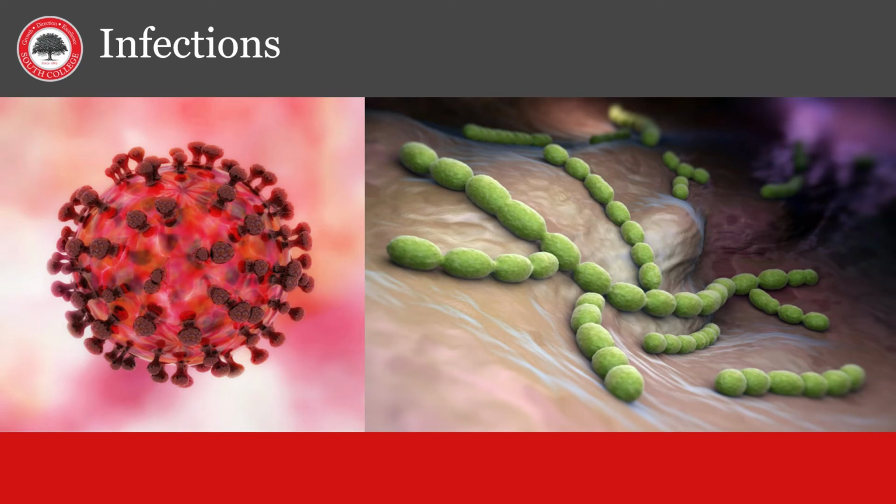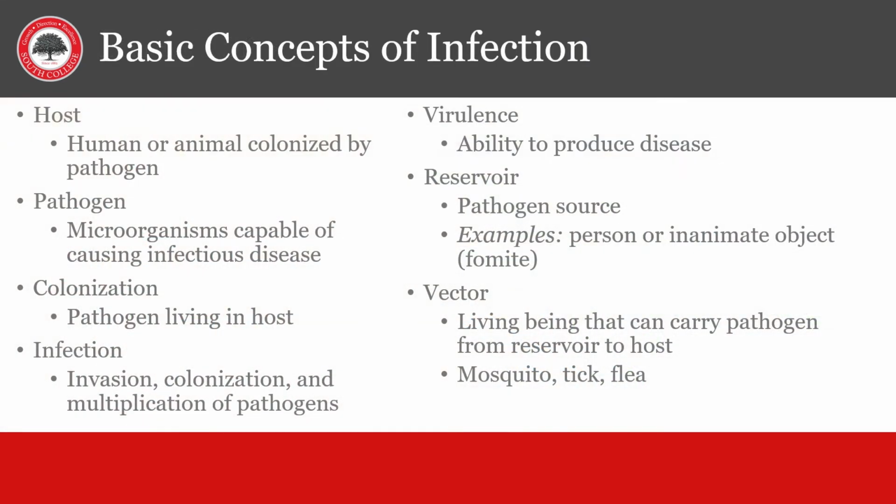Now let's look at some major causes of inflammation, the infections. Here are some important terms for infections. A host is one colonized by the pathogen. Pathogen is the microorganism that is invading the body. Colonization is when the pathogen lives in the host, and there may not be symptoms of infection. Infection is when the microorganism enters the host, or the infected.